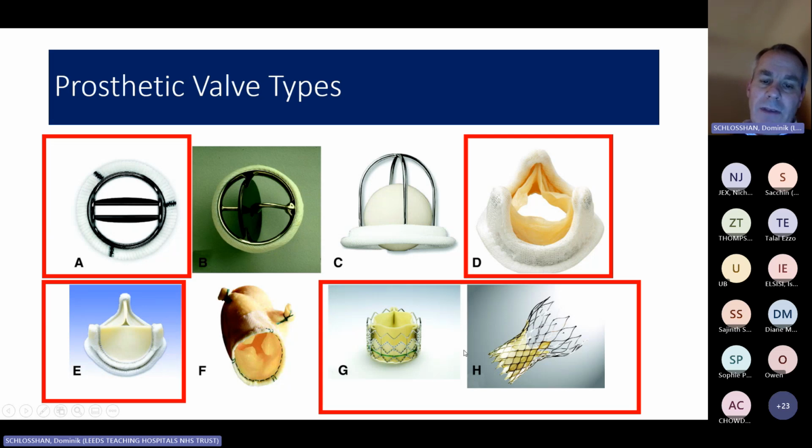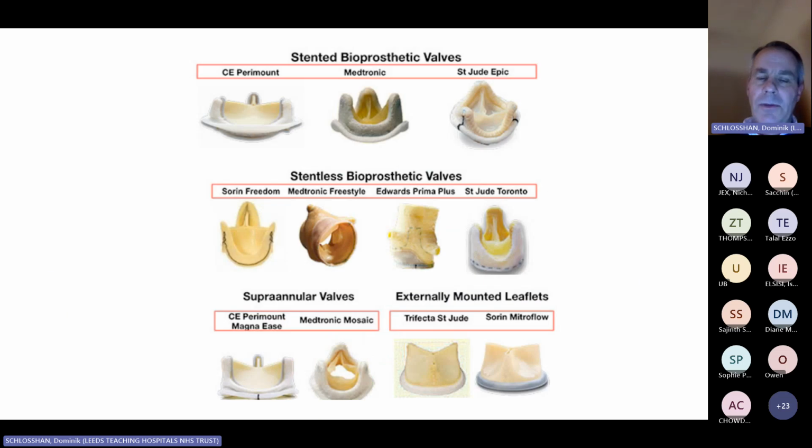And then we have the TAVI valves, which we know are two kinds. Either they're balloon expandable, which is the Edwards valve, the most commonly used, or the self-expandable valve, which is traditionally the Medtronic valve, but obviously it's not company specific. Okay, so mechanical bi-leaflet valves, then the stented valves, and the TAVI valve. But I won't be talking that much about the TAVI valve.